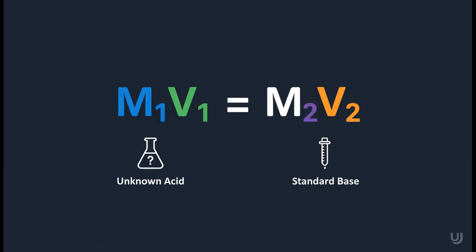And here it is, the key that unlocks the whole puzzle. M1V1 equals M2V2. This simple little equation is so powerful. It connects the molarity, or M, and the volume, V, of our two solutions. As long as we know 3 of those values, we can easily solve for the 4th one, which is, of course, the concentration of our mystery solution.